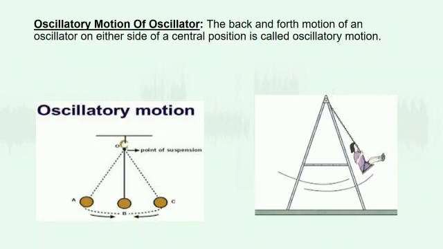Let's know about oscillatory motion of an oscillator. The back and forth motion of an oscillator on either side of a central position is called oscillatory motion. For example, a swing that comes back and forth like this is an oscillator. When the swing moves from one end to the other and returns to its starting point, it is said to have completed one oscillation.